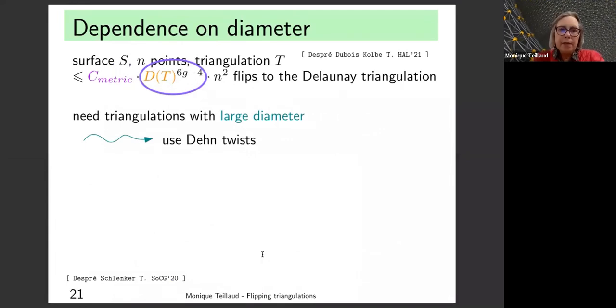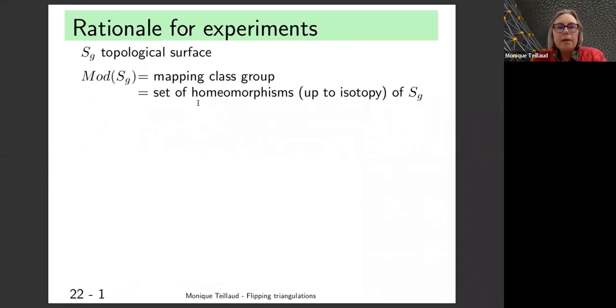And then, since we want to evaluate the complexity with respect to the diameter, we need to construct triangulations with larger diameters. And this is not that easy. So we use Dehn twists. Our intuition is that the structure of the flip graph is more or less similar to the structure of the mapping class group of the surface. So here, the surface is a topological surface, not a geometric surface. The mapping class group is the set of homeomorphisms up to isometry of the topological surface. So this is the definition.